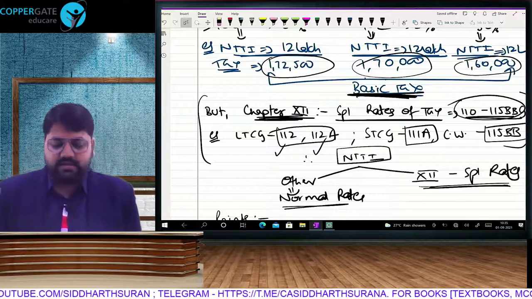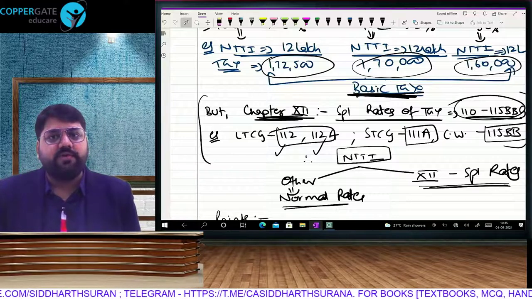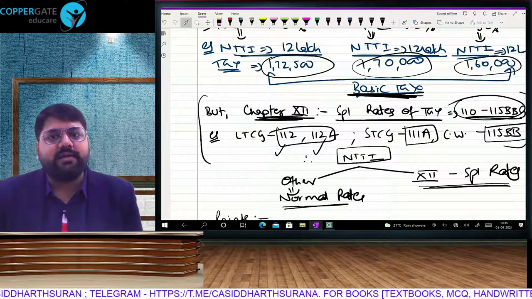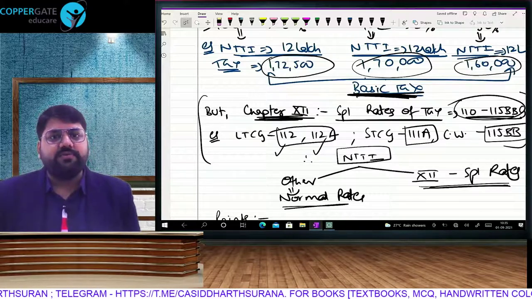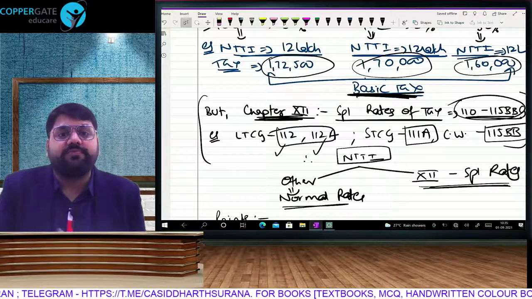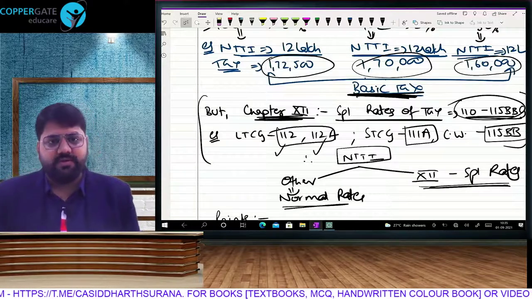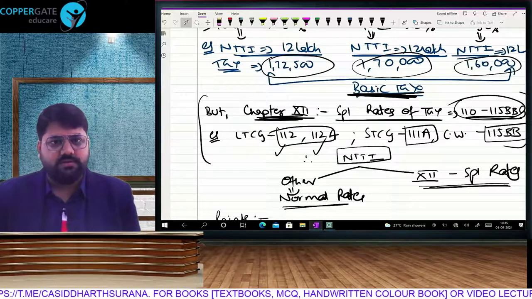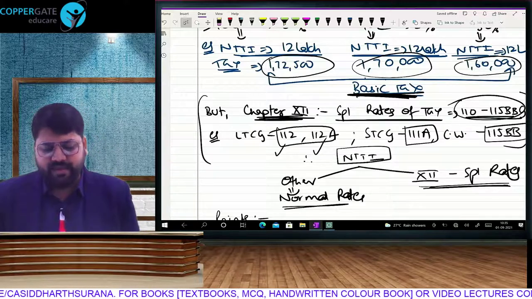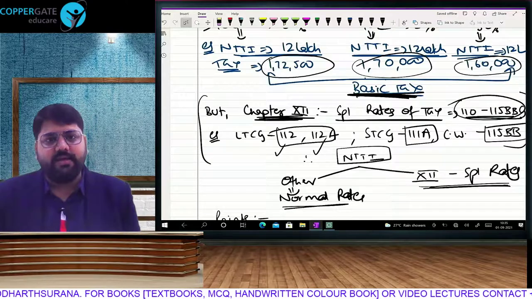And why are these three assessees ineligible for rebate then? Because their NTTI has exceeded rupees 5 lakh. You don't have to check the amount of tax. You have to check the amount of income. Is this understood? Income up to rupees 5 lakh, then you are going to be eligible for rebate.